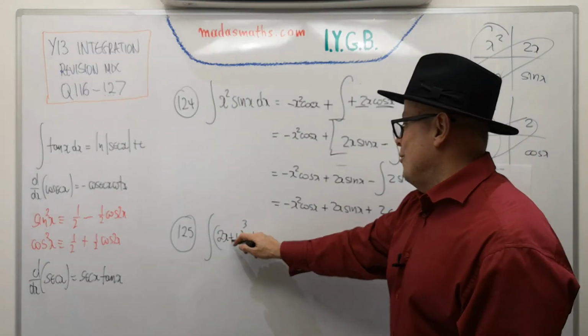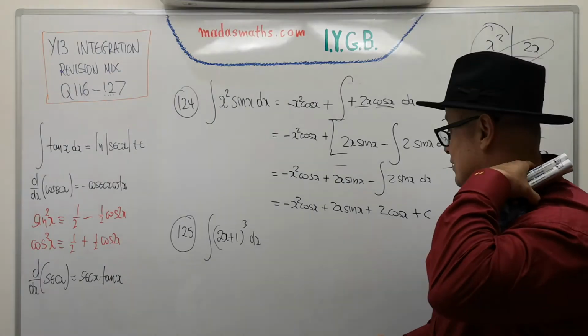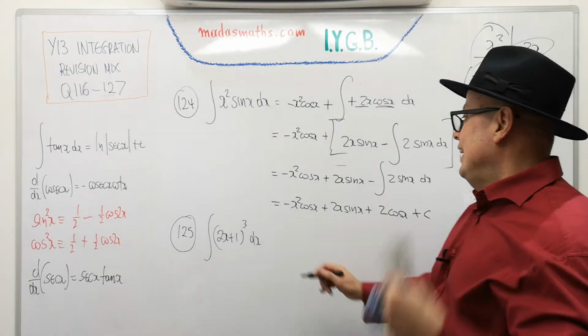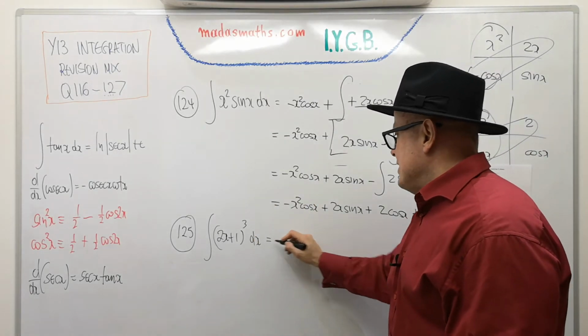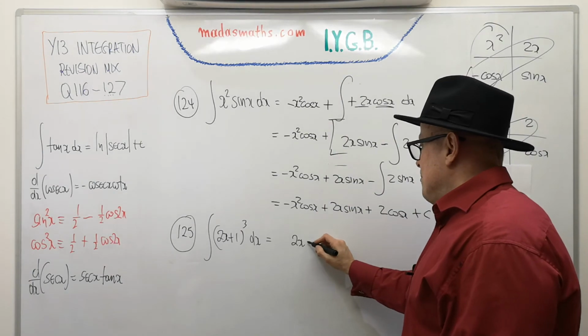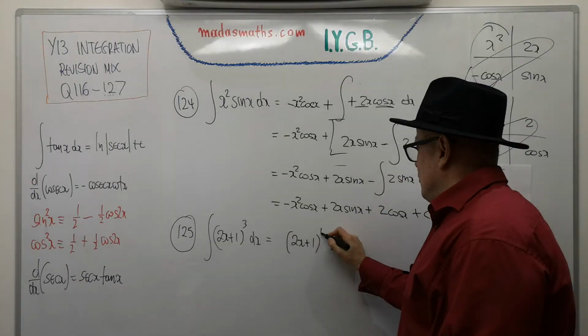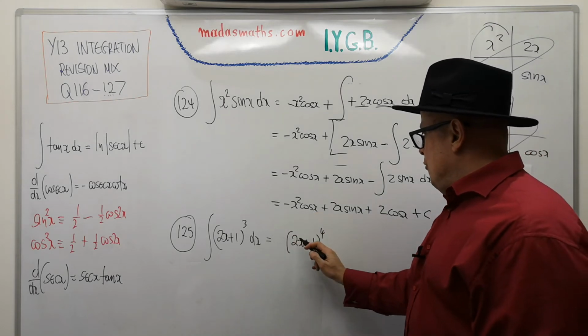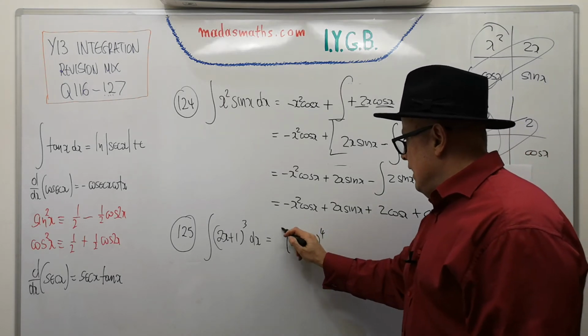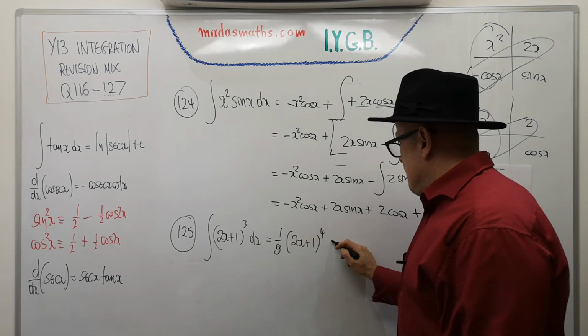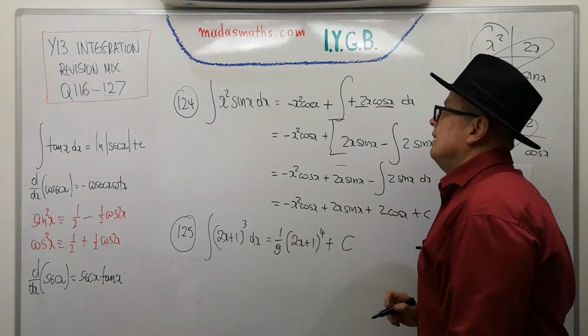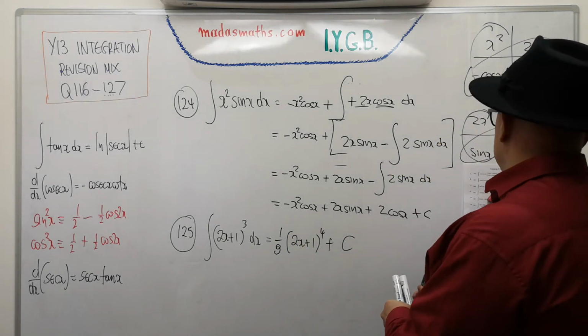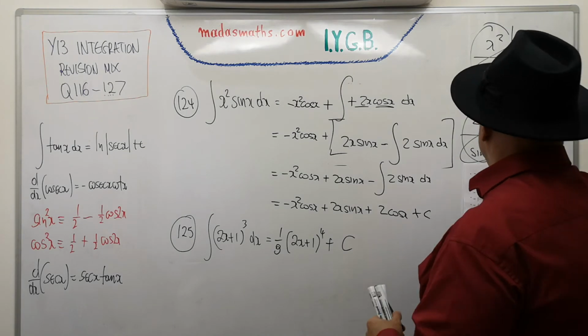This is just of the form ax plus b to some power. So it's a linear adjustment. Increase the power by 1, so to the power of 4. Adjust your constant now. Times 4 from the 4 times 2 from the chain is 8. Needs 1/8 in front of it, plus c, and this is done. 126 and 127. Okay, clear the board, make some room.